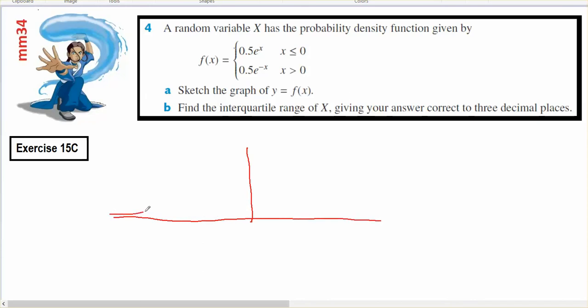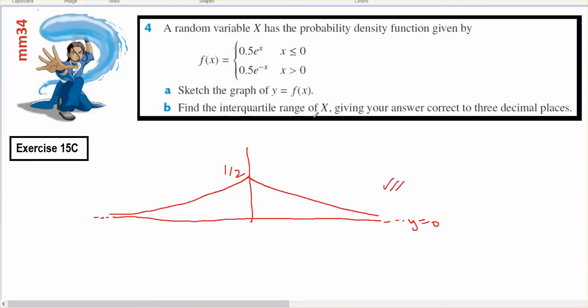So it's going to be this exponential that only goes to there, and that will be at a half. And then it's a half e to the negative x, which is replacing x with negative x, therefore a reflection over the y-axis. So we end up with this particular pattern happening, and that's y equals 0. It's asymptotic on both sides. The total area will be 1. So I've sketched it.